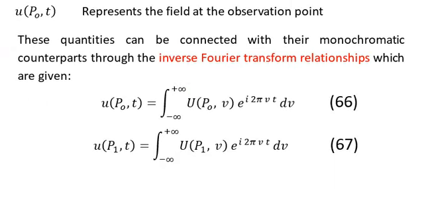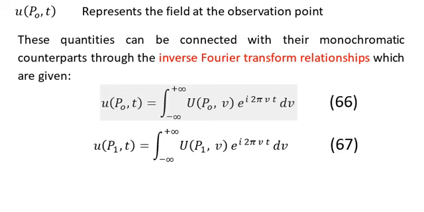These quantities can be connected with their monochromatic counterparts through inverse Fourier transform relationships, which are given. Here we are going to connect the non-monochromatic quantities lying on the left hand side with an integral containing the corresponding monochromatic quantities. For example, in equation 66 we have small u of P naught comma t equal to the integral from minus infinity to infinity, summing up the total contributions of the monochromatic case, that is U of P naught comma nu, times e to the power i 2 pi nu t, and the integration is with respect to nu. We are introducing nu here as just a variable.